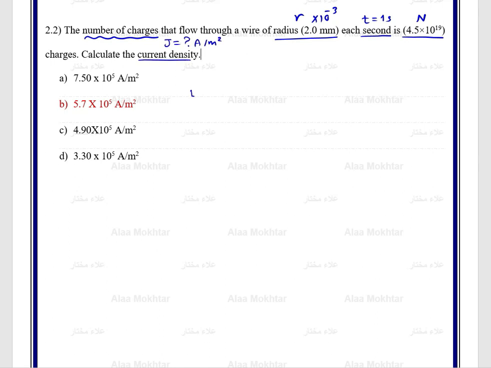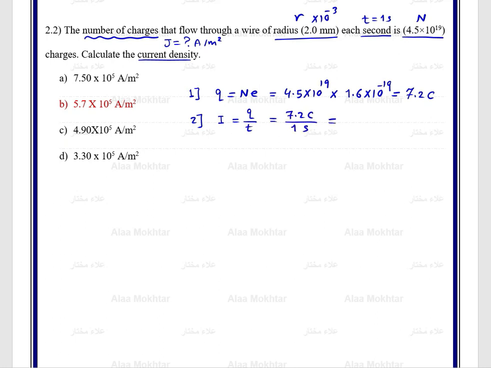Ampere per meter square. The first step is Q. Q equals N multiplied by E. N, the number of charges, is 4.5 multiplied by 10 to the power 19. E is the elementary charge, equal to 1.6 times 10 to the negative 19. The answer equals 7.2 coulomb. The second step, I equals Q over T. It's equal to 7.2 coulomb over T, which is 1 second. It means the answer will be the same, 7.2, but in amps. The third step, J equals I over area.